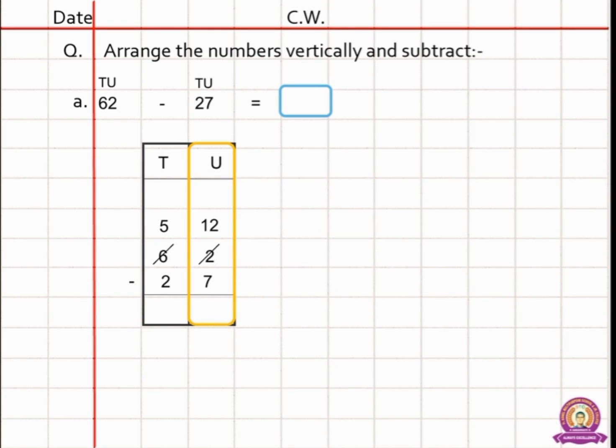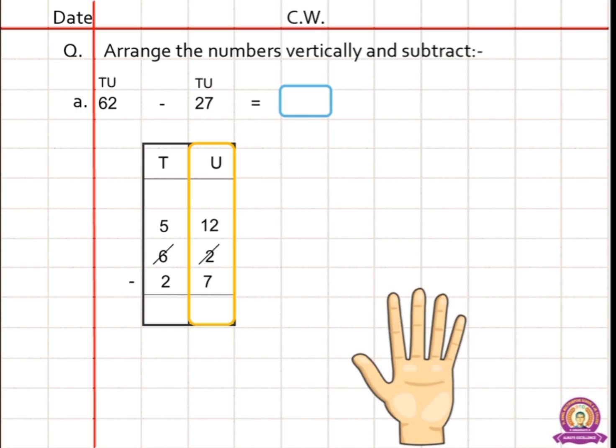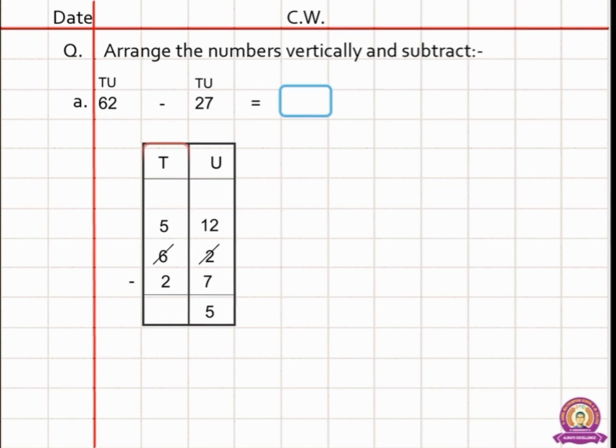Now that we have a bigger number on top, let's start counting after the smaller number till we get the bigger number. We will count after 7 till we get 12. 8, 9, 10, 11, 12. There is a difference of 5 numbers between 7 and 12. Next is the tens column.